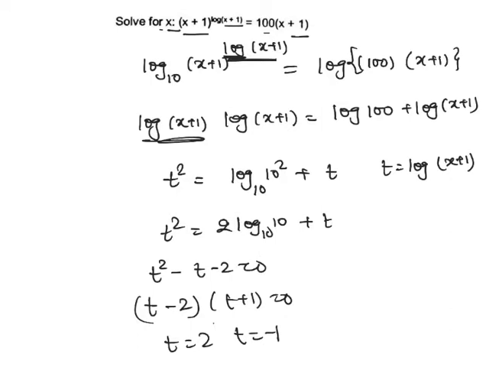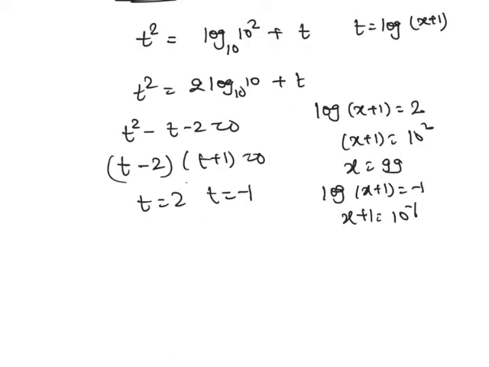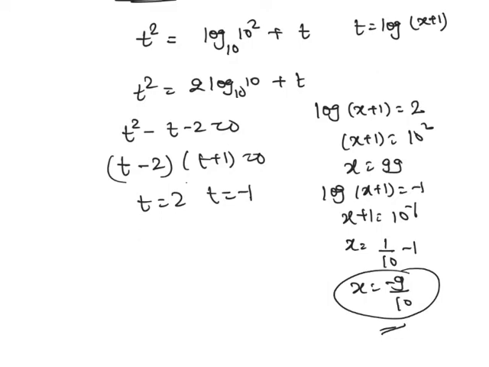That means log (x plus 1) equals 2. So x plus 1 equals what? 10 square. So x equals 99. If I take log (x plus 1) equals minus 1, then x plus 1 equals 10 power minus 1. Clear? So x equals 1 upon 10 minus 1. So x equals minus 9 by 10. So this is the answer.